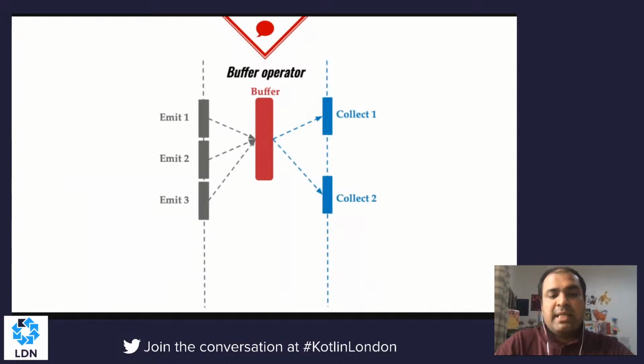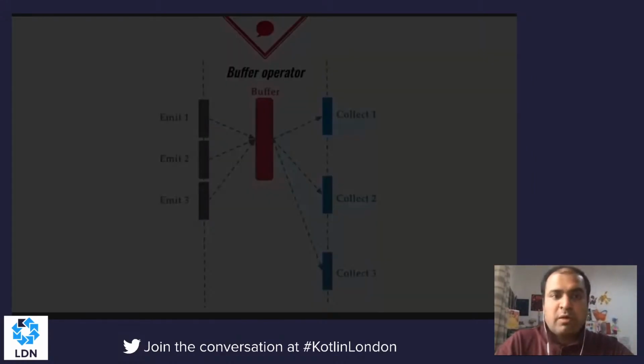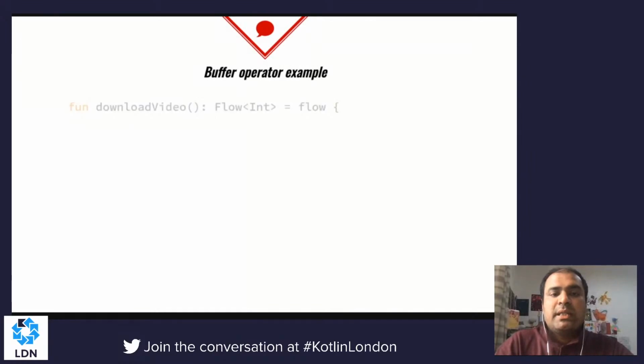And meanwhile, any new emits can just keep going into the buffer. Buffer will hold those emitted values and only send them to the collect operator once the collect operator is finished. So that's the core of the buffer operator, and now how it looks in code.